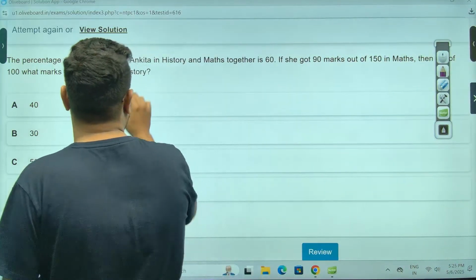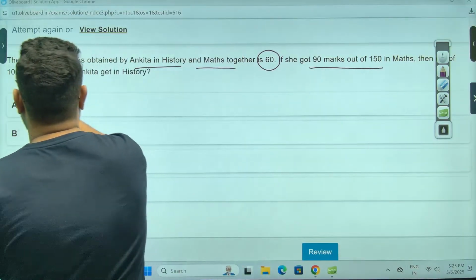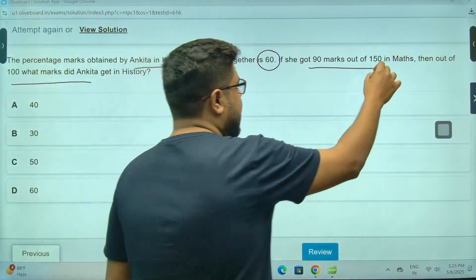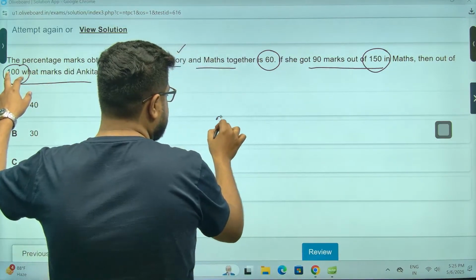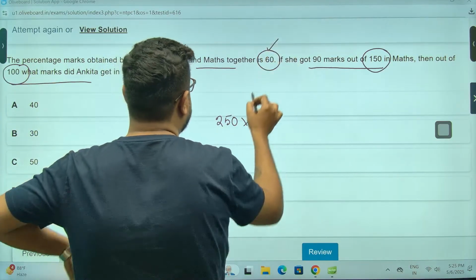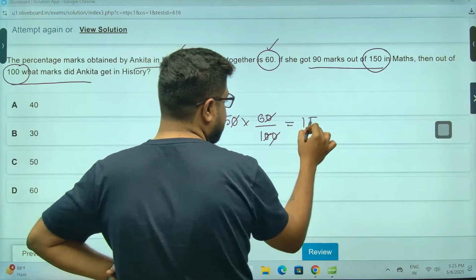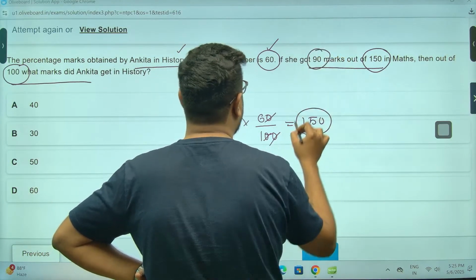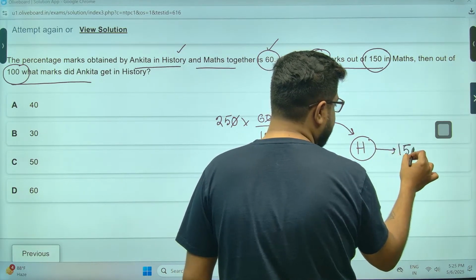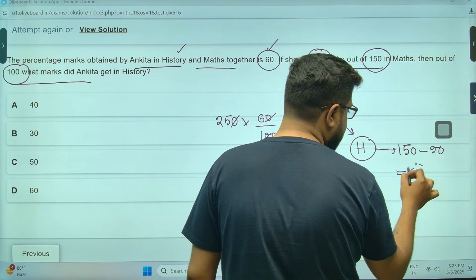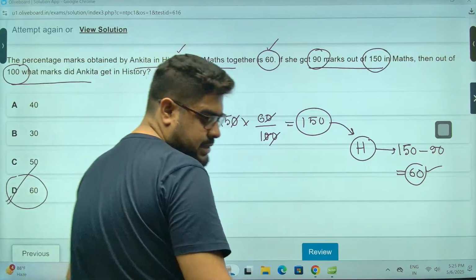The percentage of marks obtained by Ankita in history and maths together is 60. The maths paper is of 150 and the history paper is of 100. The total is a 250-mark exam, and she got 60% of this, so 150 marks. Out of 150, she got 90 in maths. So in history, she will get 150 minus 90, that is 60 marks. That is what they're asking. Option D is the correct answer.